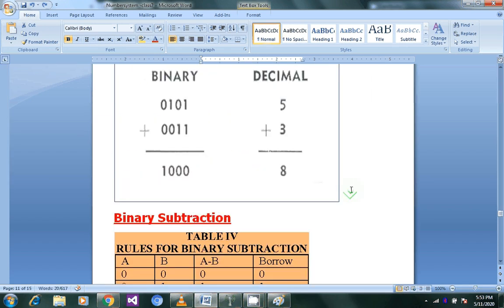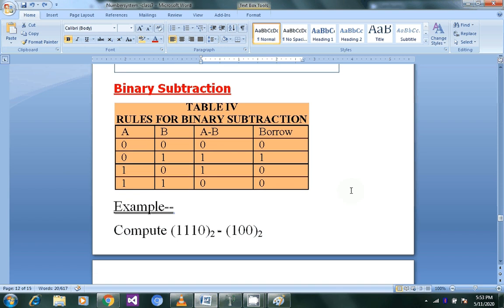Now the next is binary subtraction. Here are also some rules of the binary subtraction. Subtraction is generally simpler than addition, since there are only two numbers involved, and the upper value is greater than the lower value. Or if you see in subtraction, as in mathematics also, the upper value is generally more than the lower value.